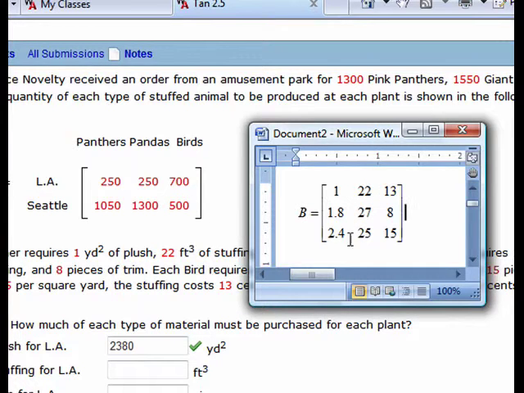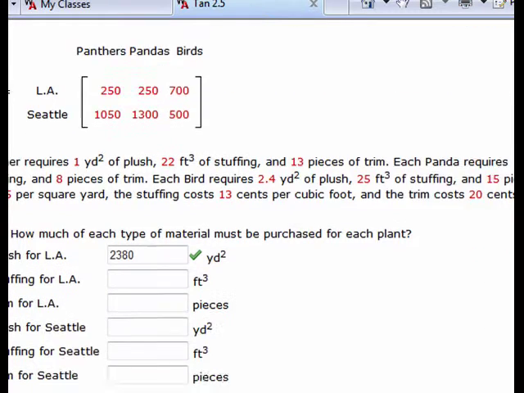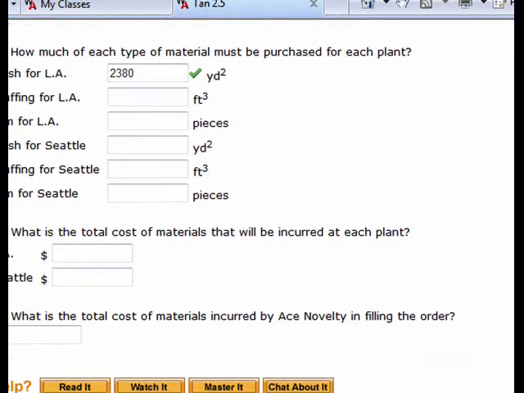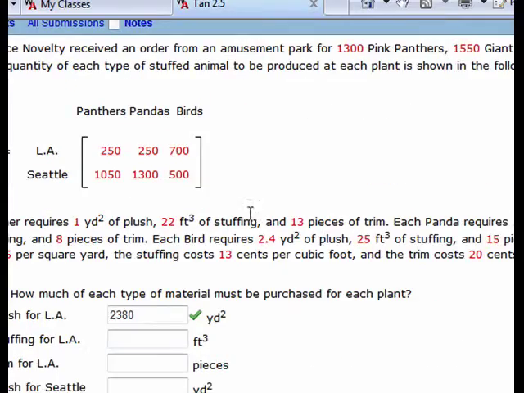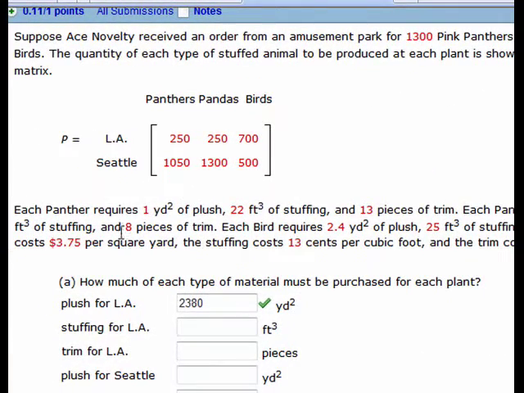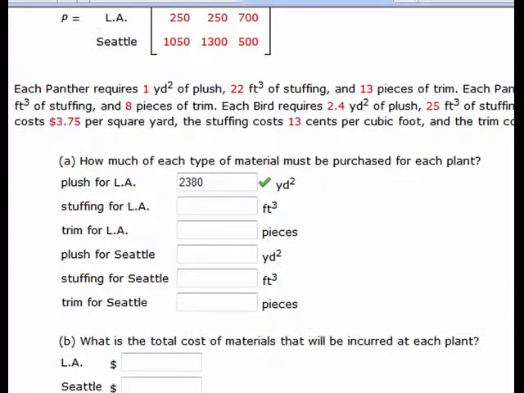So just enter whatever as your B, and then you can answer the questions in part A. And then part B: what is the cost of materials? They tell you how much the plush, stuffing, and trim cost, so you can see how much they buy and then just multiply it by the cost.